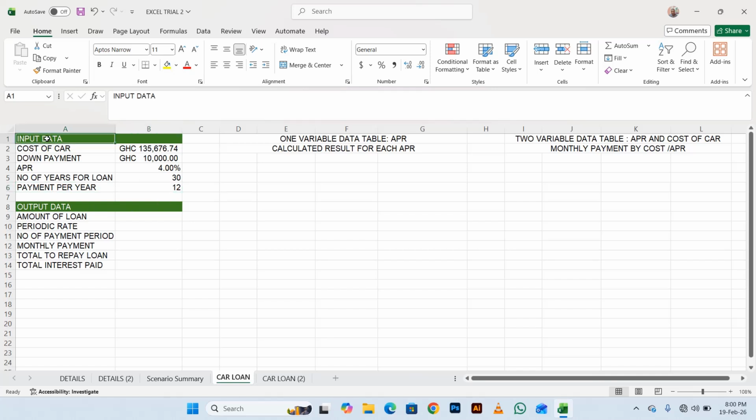I know you know how to change this color, how to bring this Ghana cedis in front and everything. I'll do a short video on some of the tricks after this so that you can master it separately.